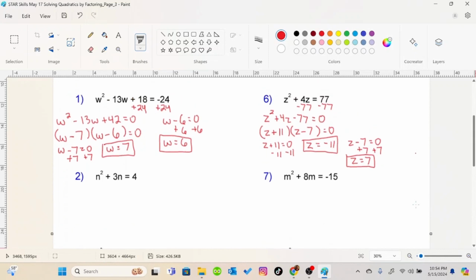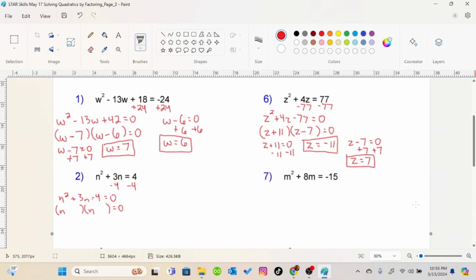Number 2. We're going to subtract 4 from both sides, and that gives us n squared plus 3n minus 4 equals 0. We know we're multiplying two things together and getting 0. To get n squared, that's n times n.